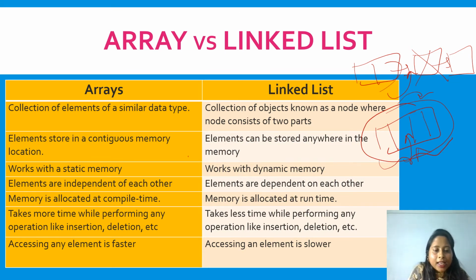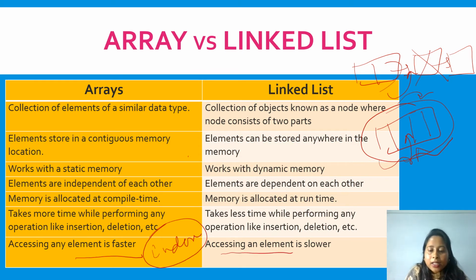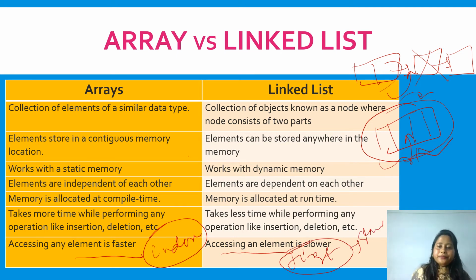Next is, accessing any element is faster in array, because in array we can access any element with the help of the index number, whereas accessing any element in linked list is slower, because in order to access any element in a linked list, we have to traverse from the very first element, and that's why it is slower.